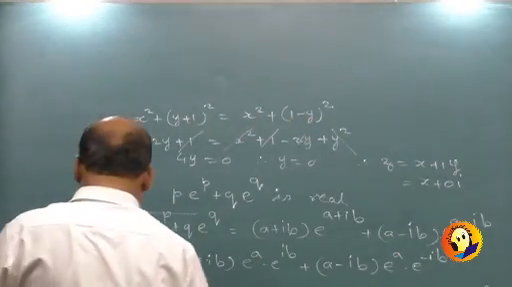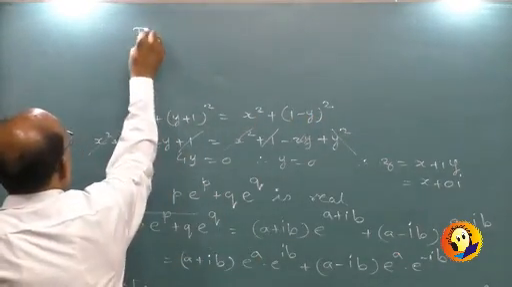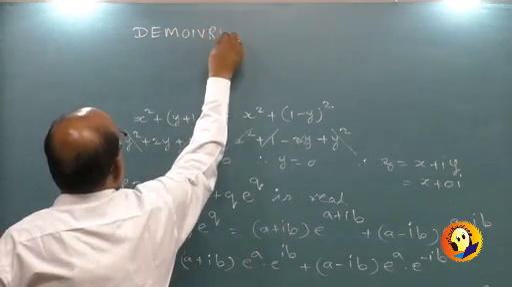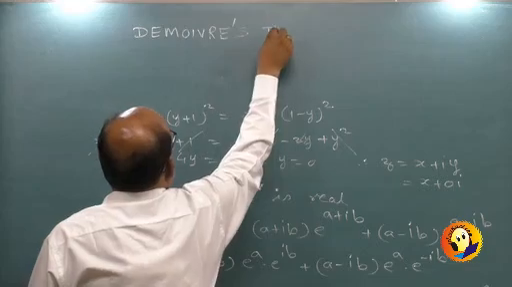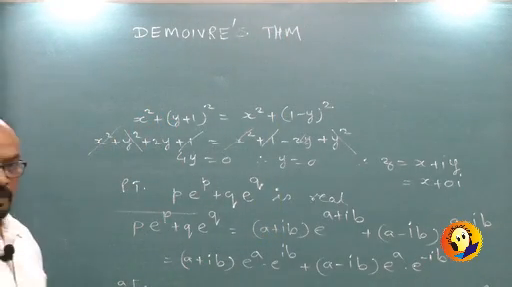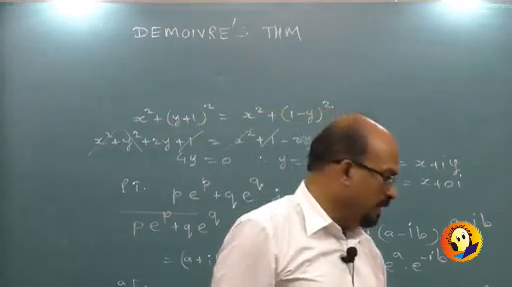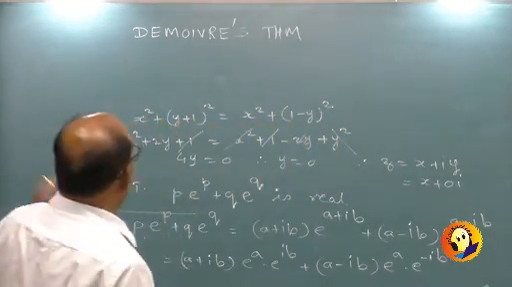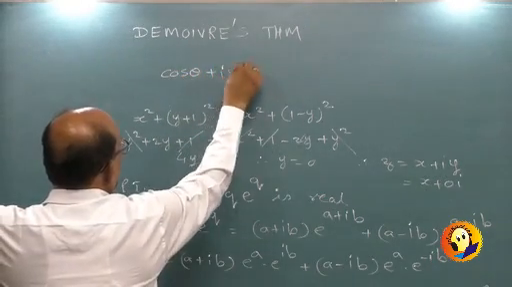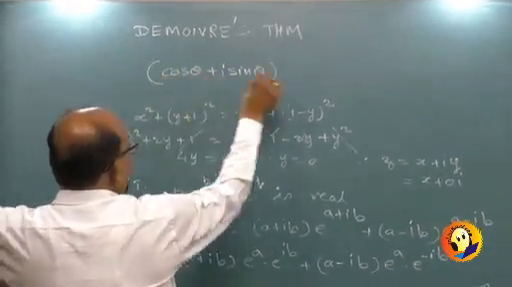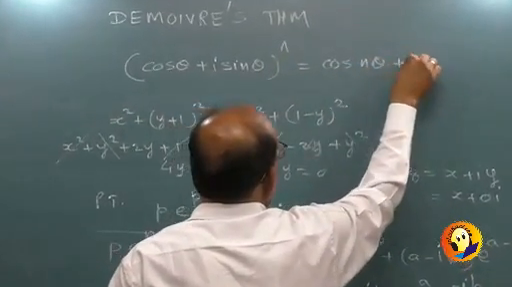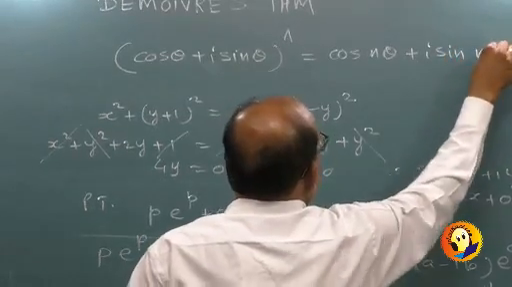It is De Moivre's theorem. Only the name is new. Actually, we know what is to be done. He says that cos theta plus i sin theta, bracket raised to n, is nothing but cos n theta plus i sin n theta.